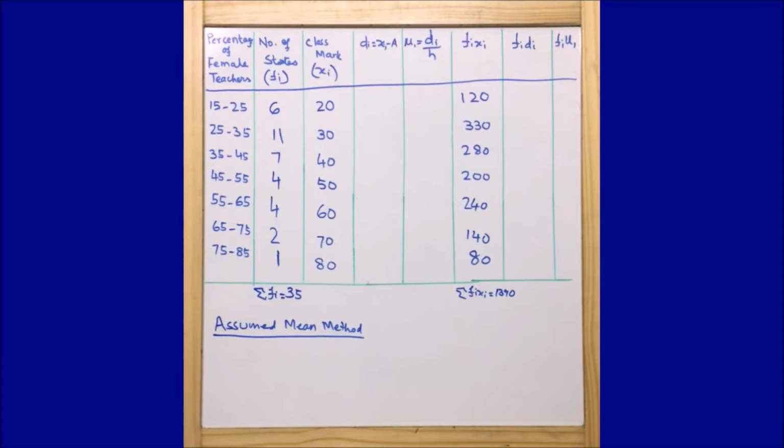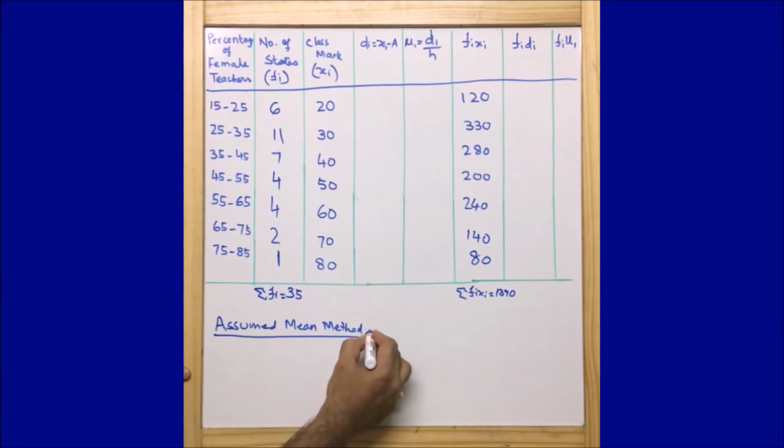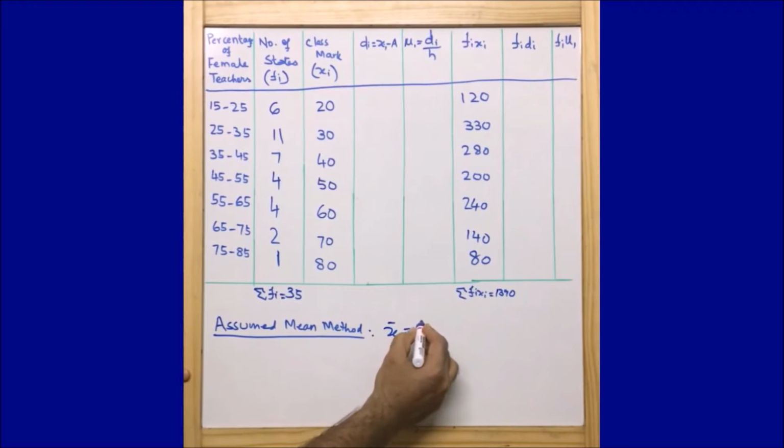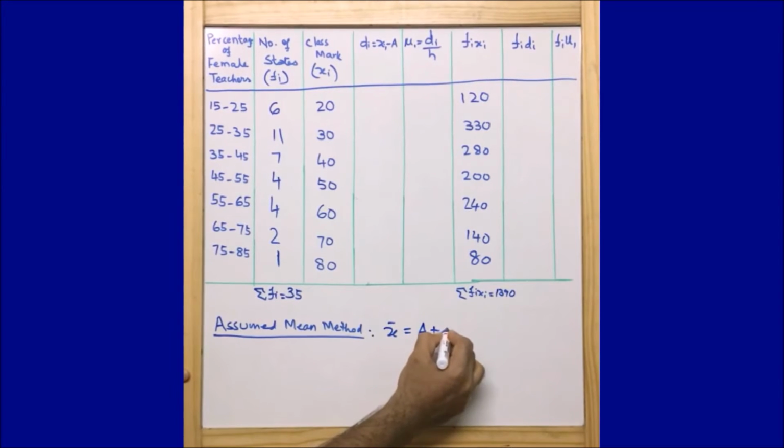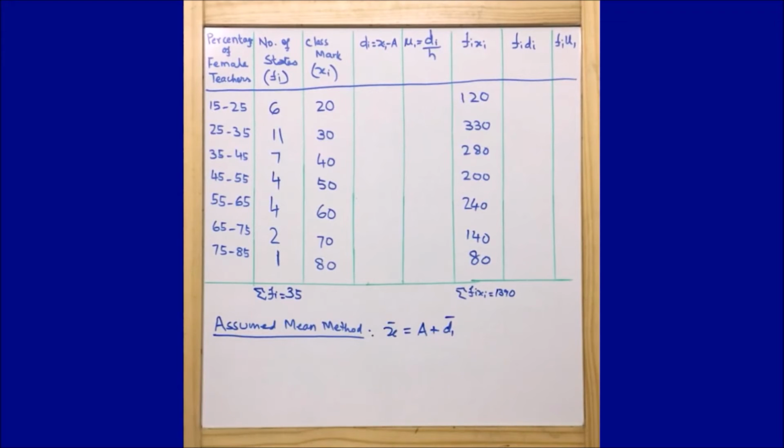So assumed mean is something where we are going to assume a mean and find out. Now the formula for assumed mean is x bar is equal to a plus mean of the deviation. Here a is the assumed mean and d is the deviation, and the formula for finding mean deviation is summation of fi di upon summation of fi.